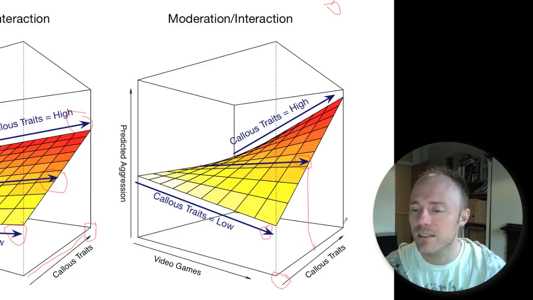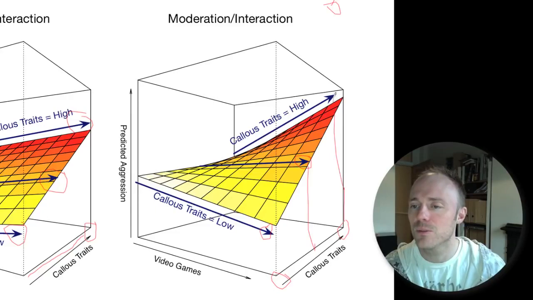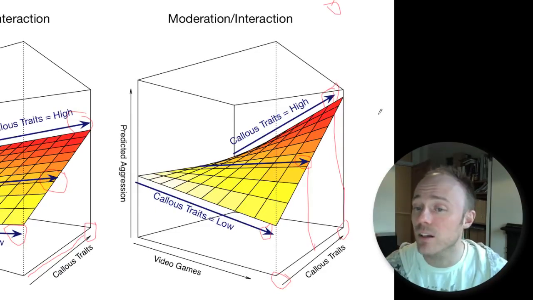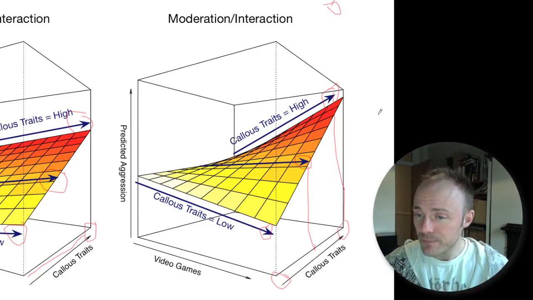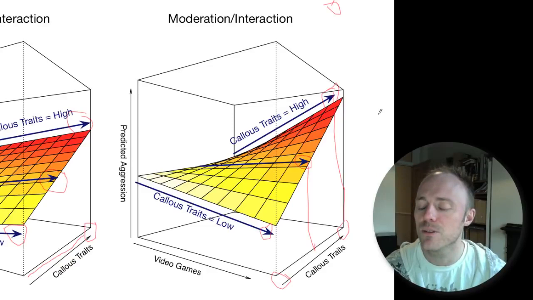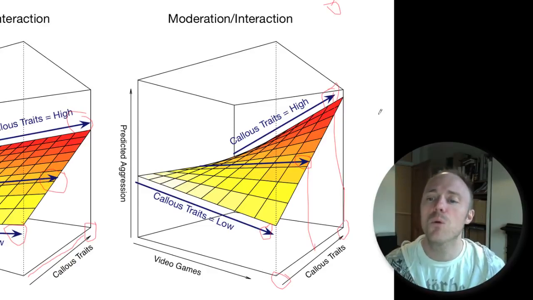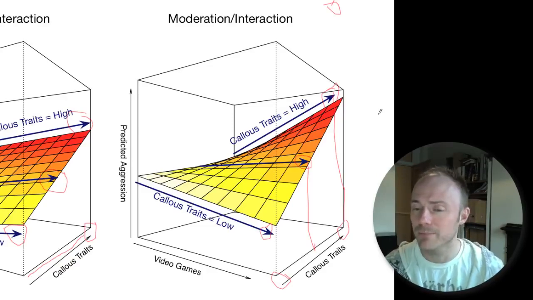What about high levels of callous unemotional traits? So right at the top end of the scale, again, we've got a blue arrow to show us what's going on. And here we start getting a positive relationship. So this arrow is pointing upwards. So that's indicating that the more video games you play, the more aggression you display.